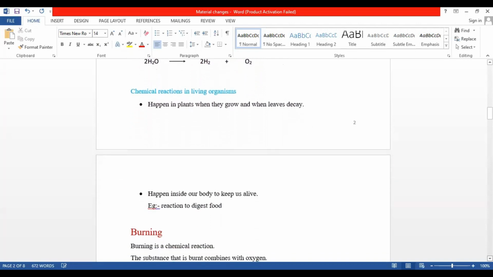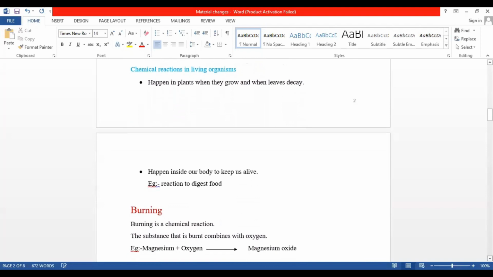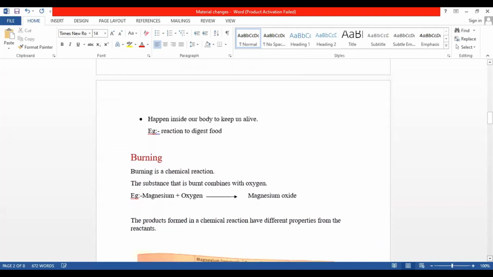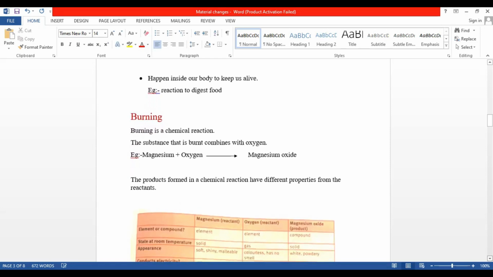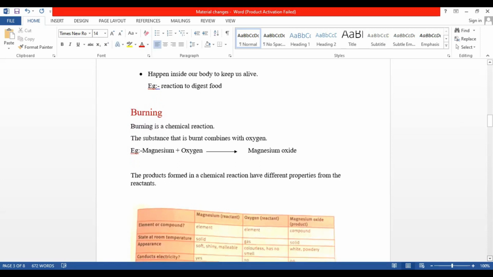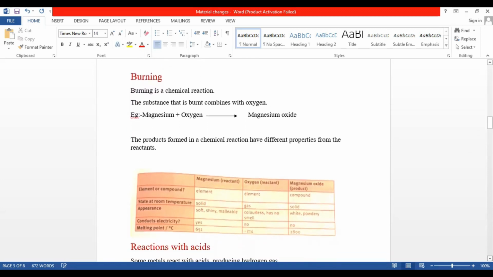Next topic, chemical reactions in living organisms. One thing happens in plants when they grow and when leaves decay. It is also a type of chemical reaction in living organisms. And the next one happens inside the body to keep us alive. Inside our body there are so many chemical reactions happening. One example is the reaction to digest food. Food digestion is one type of chemical reaction happening inside our bodies.